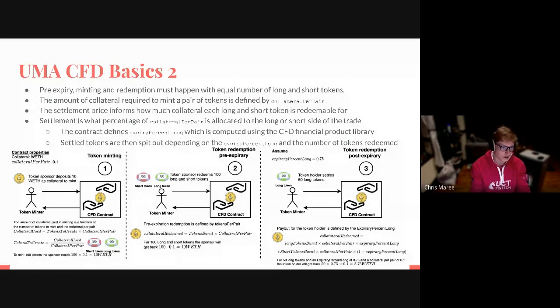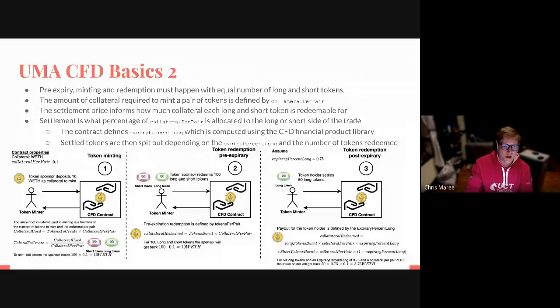So the long tokens and the short tokens are each equal to half of the collateral deposited, and together they equal the full amount. And then as we move closer to the upper bound, closer to 30, that number goes up because more collateral is redeemable for the long side, and as we go down, more collateral is redeemable for the short side. So the number will decrease, and then the short tokens are worth more. But that's just the linear case, right? There are all these different products we could build, and it all just influences this number, expiry percentage long.